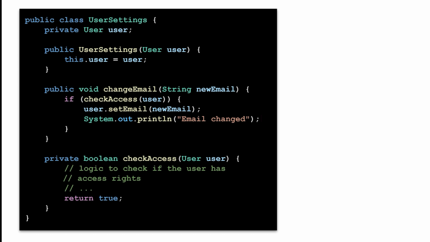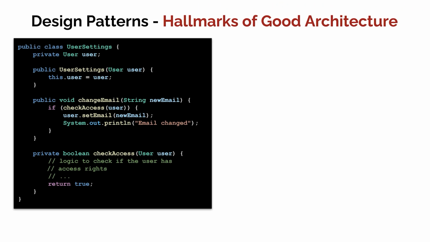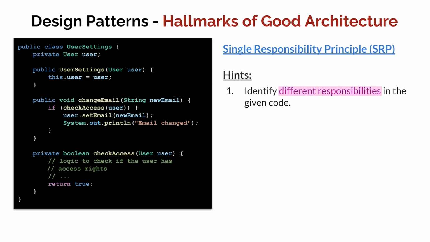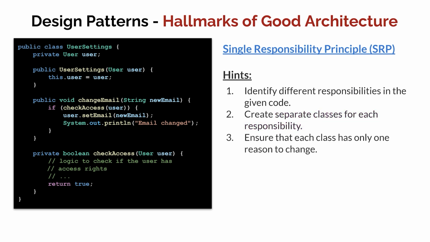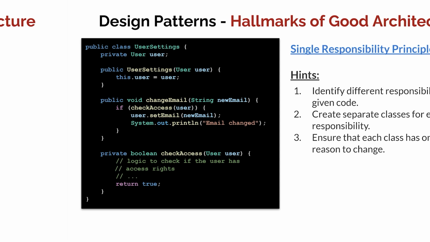Before we refactor the code, let me give you some hints so that you can try to figure it out yourself first. Here are the hints. Identify different responsibilities in the given code. So have a look at this code and list the responsibilities. Create a separate class for each responsibility and ensure that each class has only one reason to change. In other words, it takes care of one aspect of the system. If you want to give it a go and think about it yourself, then pause the video. Otherwise, let's have a look at the solution.